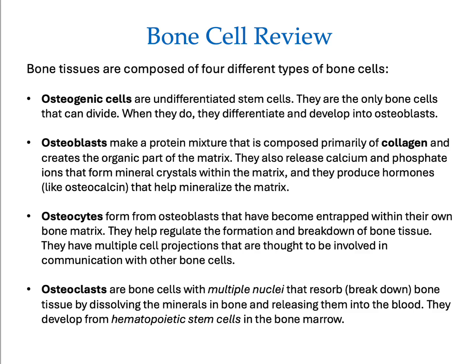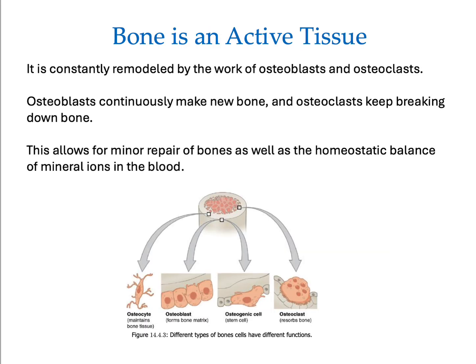Osteoclasts are bone cells with multiple nuclei that resorb or break down bone tissue by dissolving the minerals in bone and releasing them into the blood. They develop from hematopoietic stem cells in the bone marrow. Bone is an active tissue. It's constantly remodeled by the work of osteoblasts and osteoclasts. Osteoblasts continually make new bone, and osteoclasts keep breaking down bone. This allows for minor repairs of bones as well as the homeostatic balance of mineral ions.